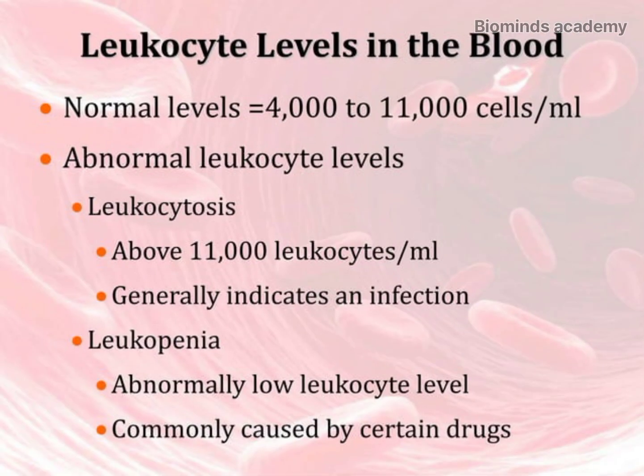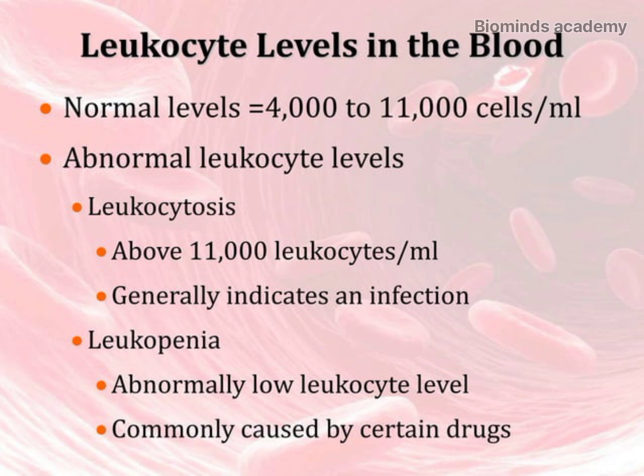Leukocyte levels in the blood: the normal level is 4000 to 7000 cells per ml, and abnormal leukocyte levels cause leukocytosis and leukopenia. Abnormal leukocyte levels may be increasing or decreasing. Increasing leukocytes cause leukocytosis. Above 11,000 leukocytes per ml causes leukocytosis, which generally indicates an infection. Below that causes leukopenia.